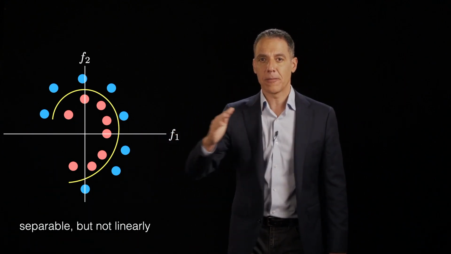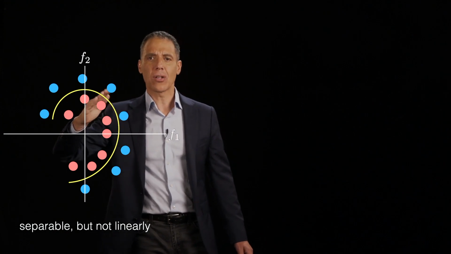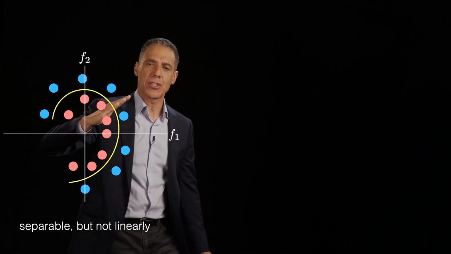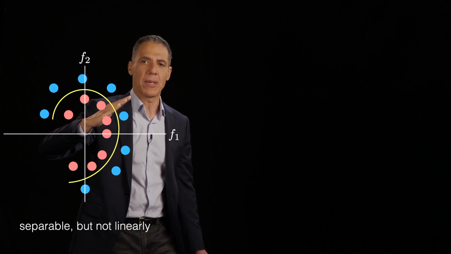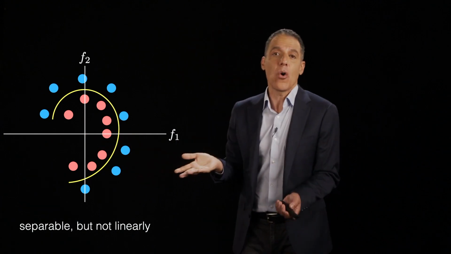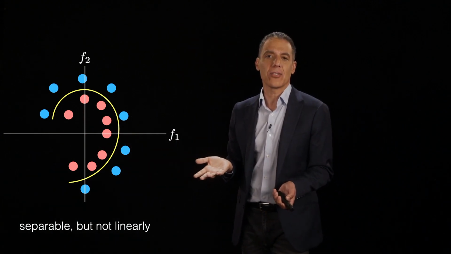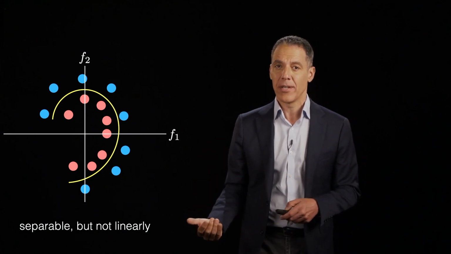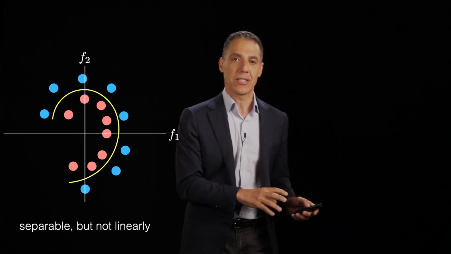But think about trying to do LDA on this data. Where can I draw a line that separates the data? So if I draw this line and project everything here, I mix up red and blue. And take any line here, and there is no way of doing classification in this space. And the reason is not because the data is not separable, it's because the data is not linearly separable.